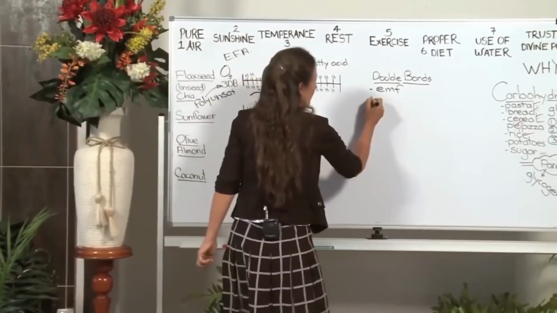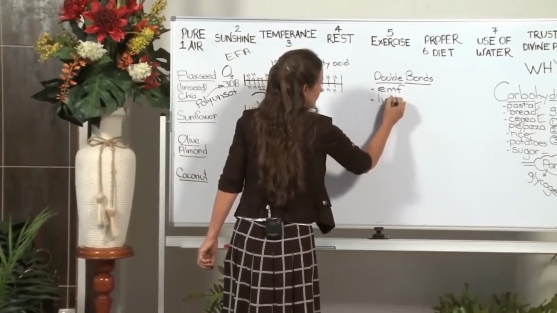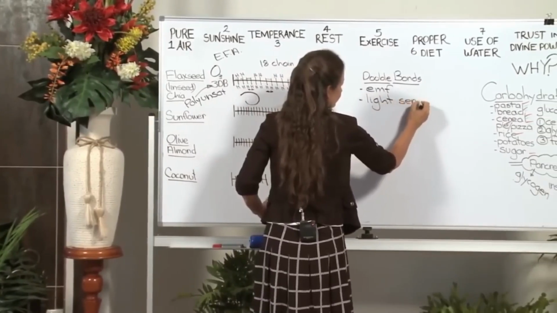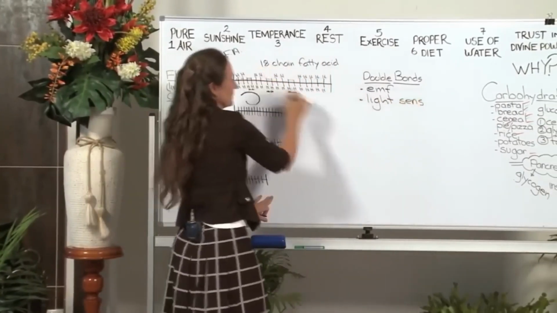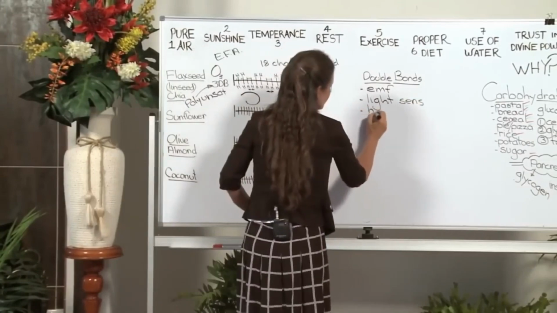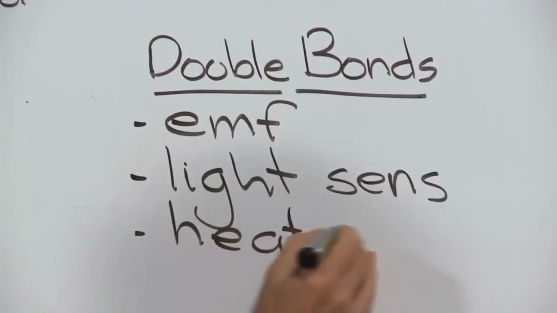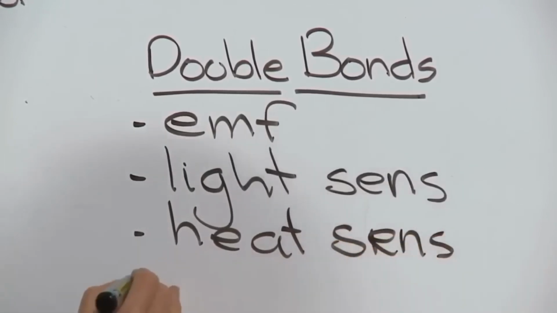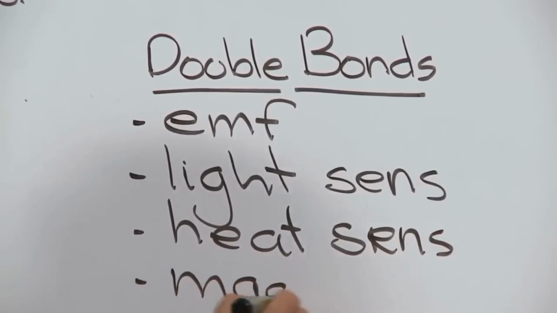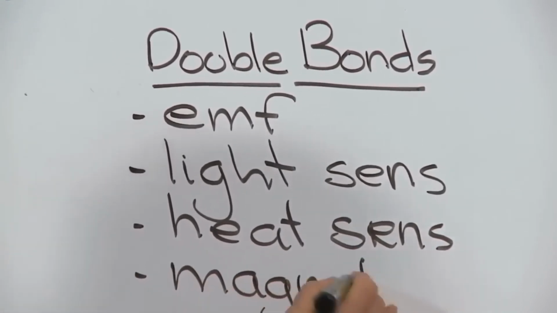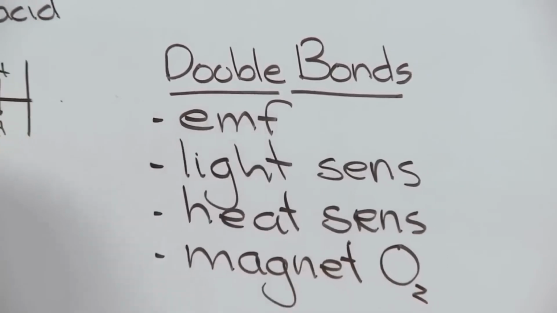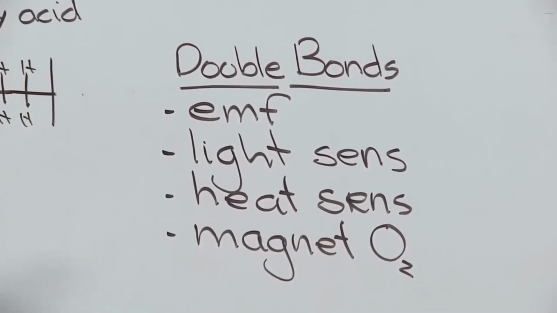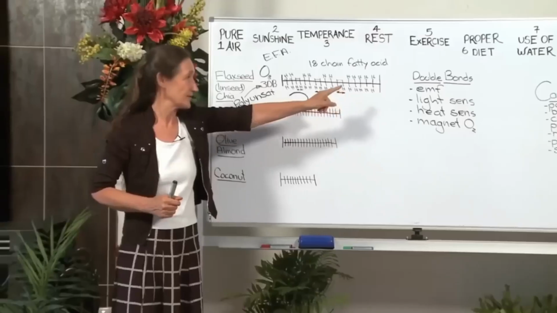Double bonds are also light sensitive. That means the light is attracted into these empty spots. Those empty spots are also heat sensitive. The heat is attracted in. And they also act like a magnet to oxygen. What this means is that when we eat these oils, our electromagnetic field is ensured.